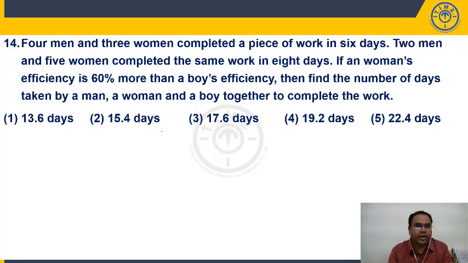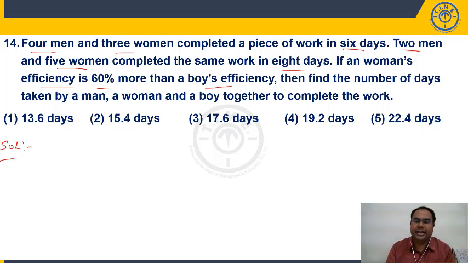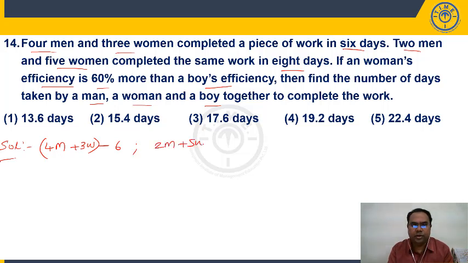Right? Question number 14. 4 men and 3 women can complete a work in 6 days. 2 men and 5 women completed the same work in 8 days. Women's efficiency is 60% more than boys' efficiency. Then find the number of days taken by a man, woman, boy together to complete the work. Now see here, 4 men, 3 women will take how many days? 6 days. Right? Same work, 2 men and 5 women will take how many days? 8 days. We know how to solve this, right?